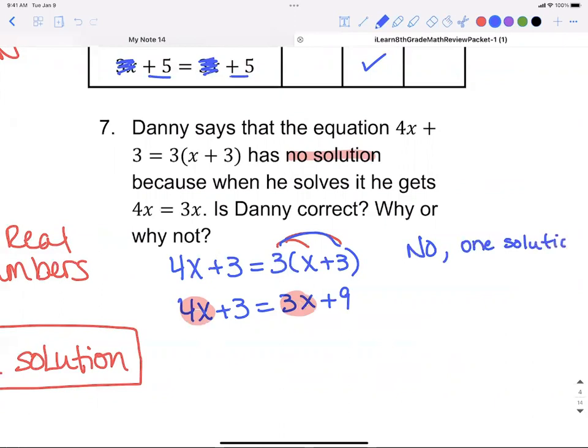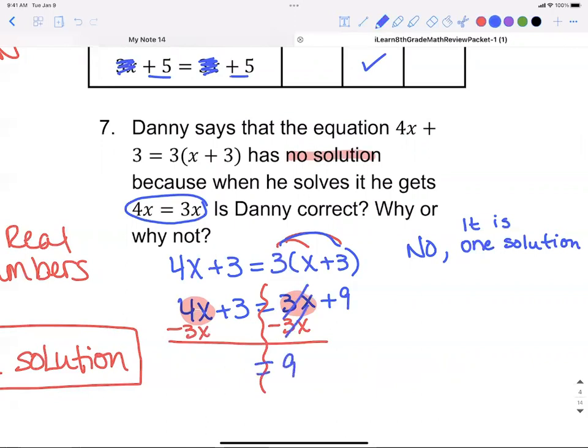Okay. This is the why. It is one solution. Okay. And let's go ahead, since he gave us this as an example, let's give him the real answer. So I'm going to subtract 3x, and whatever I do to one side of the wall, I do to the other. Keep my wall balanced.